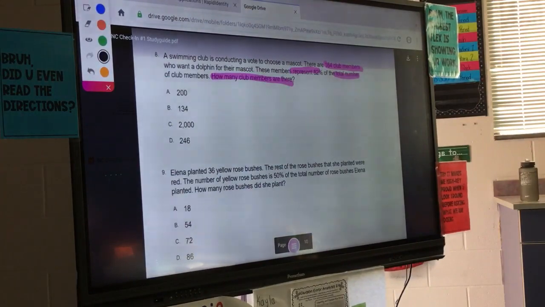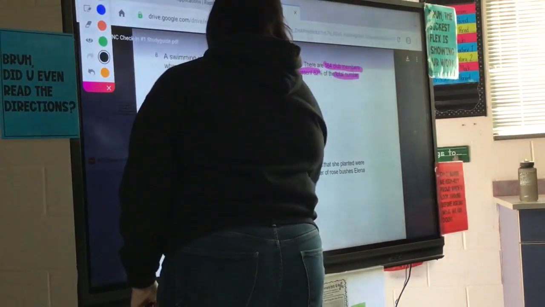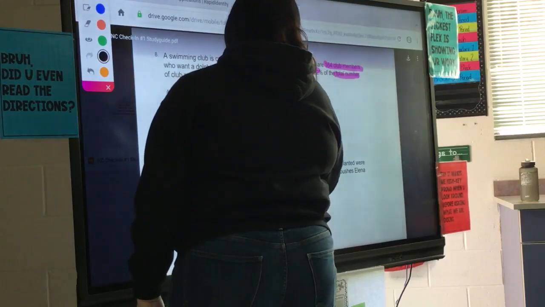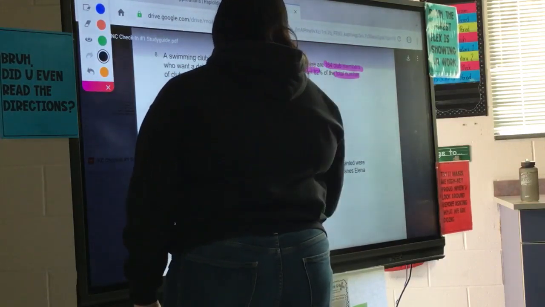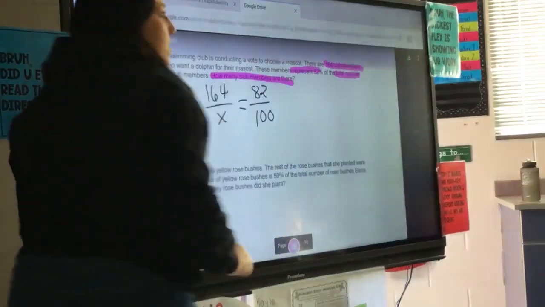All right, so if we were finding the whole, we're going to set it up like this. We have our percent, which is 82, and we have our part. We're finding our whole.